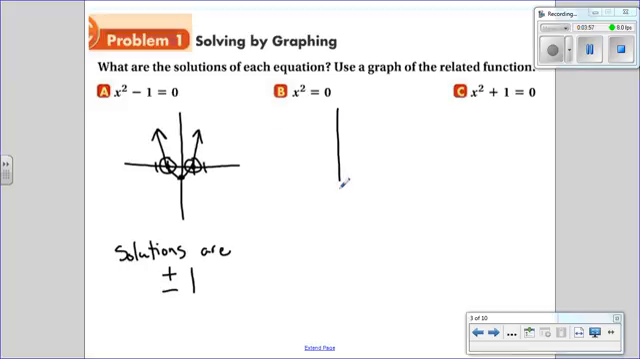If I graph this, x squared is the parent function. Remember that. Just starts right there at (0, 0) and goes up. Looks something like this.